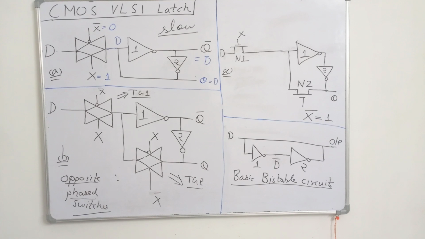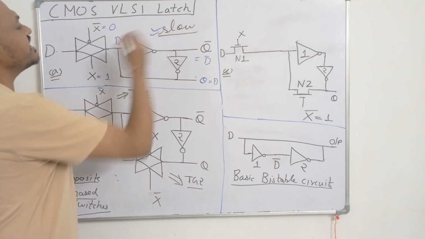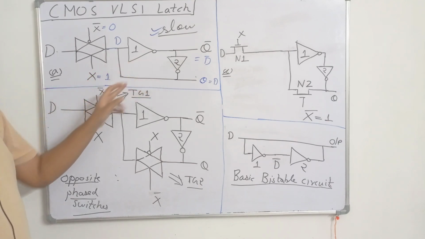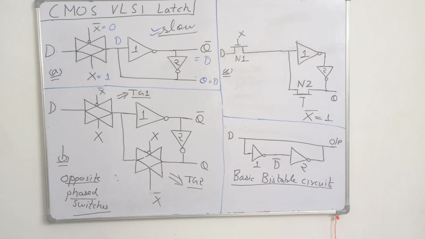So this bit X can be said to be the controlling bit, or equivalent to the enable signal. But these are slow circuits. The disadvantage of this circuit is that it is slow. Why? Because the bistable circuit tries to hold on to the charge, and it tries to resist the change in the value of the charge.